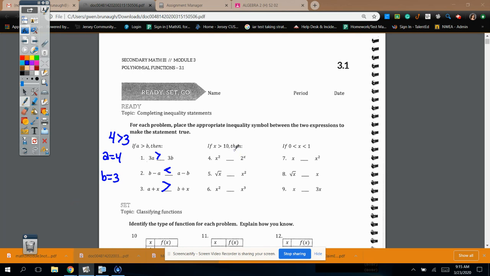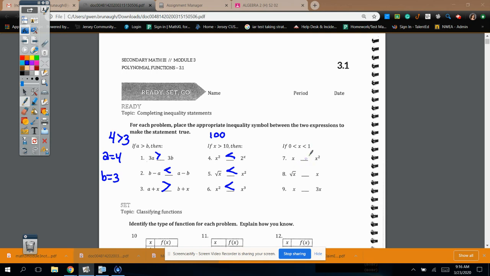All right, next one. If X is bigger than 10, so pick something, like what, 100? Let's pick 100. 100 squared and 2 to the 100. 2 to the 100 is really, really large. That is going to be bigger. The square root of 100 is 10. That's getting smaller. 100 squared is getting bigger. And then 100 squared and 100 cubed. Obviously, 100 cubed would be bigger than 100 squared.